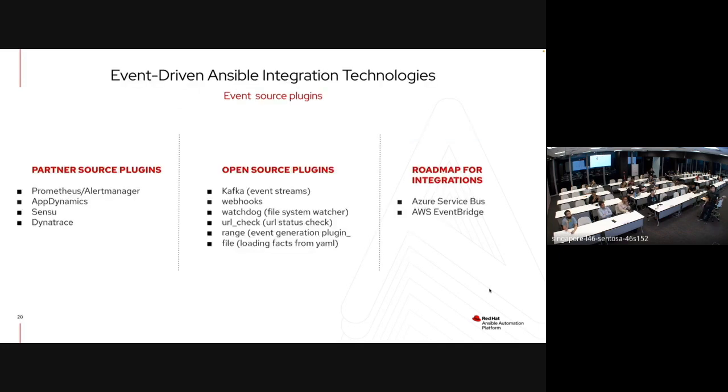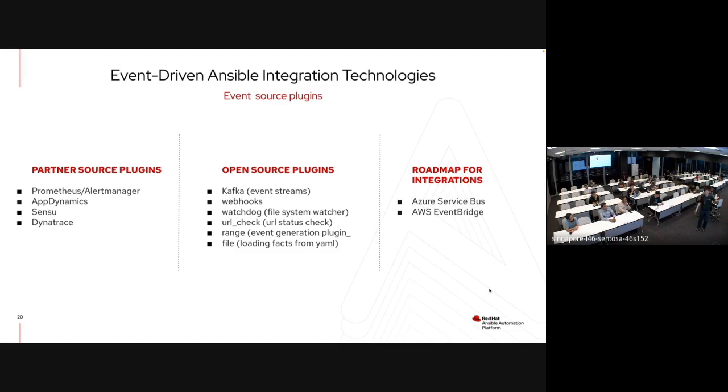So what are some of the event source plugins that we have today? The ones coming from our partners, like AppDynamics and Dynatrace. I think some of you are probably familiar with these APM tools, Application Performance Management. We have had this kind of integration with Dynatrace for quite a while. Some of the use cases that we did with large US banks were with Sensu, whereby they use it to do monitoring. So we have all these partner source plugins that allow us to consume events coming from these sources and make a decision on what we want to do next.